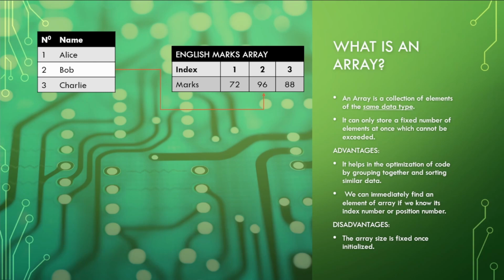So this is an advantage of an array. It optimizes code by combining similar data into one unit. And also if we know the index number of the element of the array, then we can immediately find out what we need.